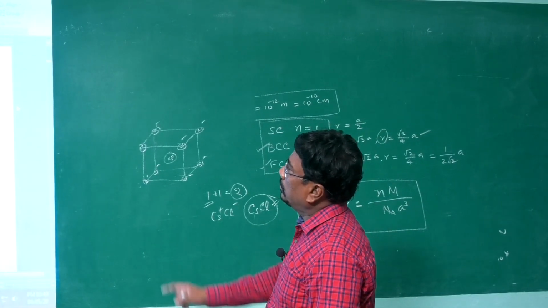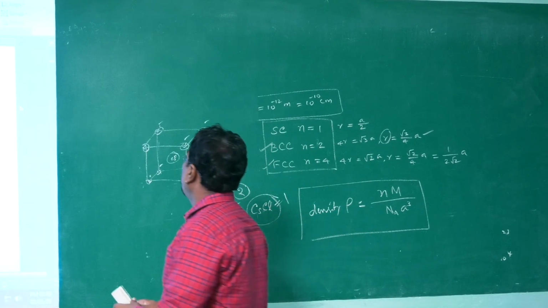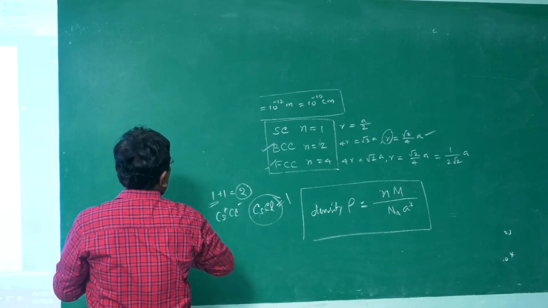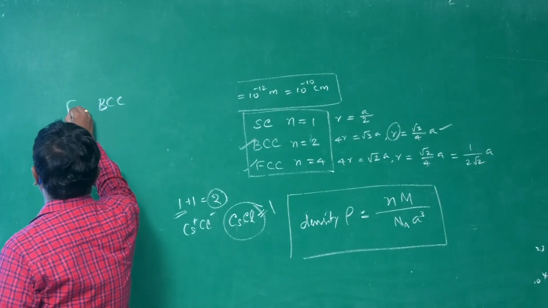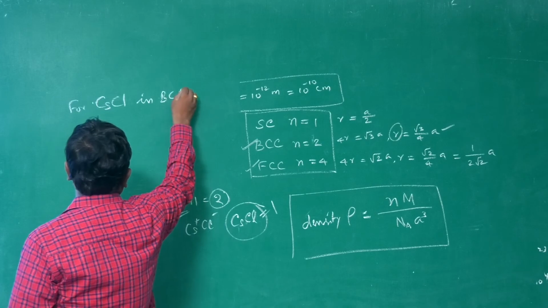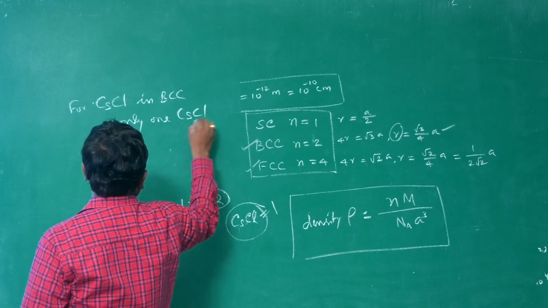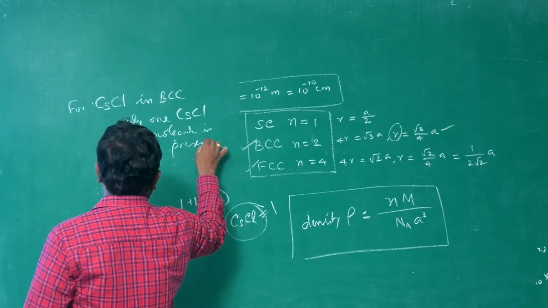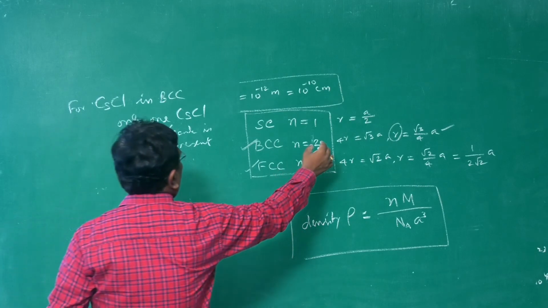Then they are asking us to calculate the density. Here n should be made 1 and not 2. That point we should be very clear. It is a body centered cubic arrangement of cesium chloride. For cesium chloride in BCC, only 1 cesium chloride molecule is present, because 1 cesium ion and 1 chloride ion. So do not make it 2.